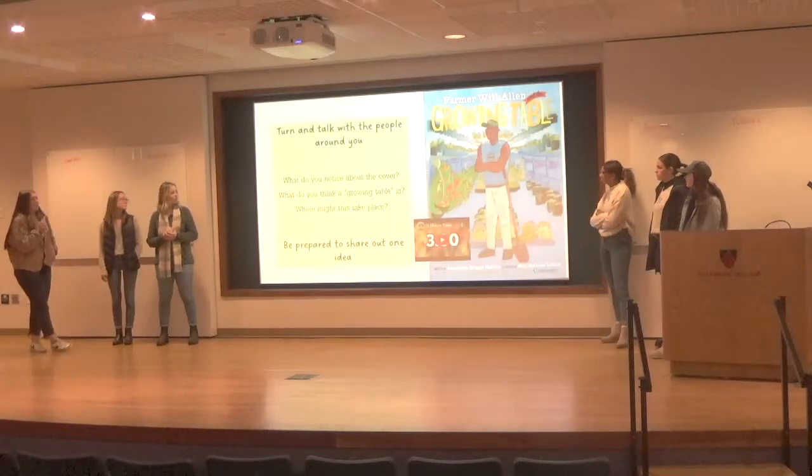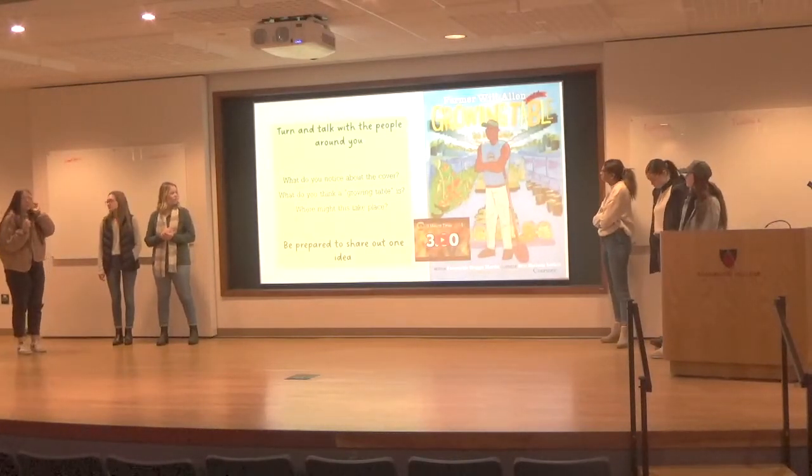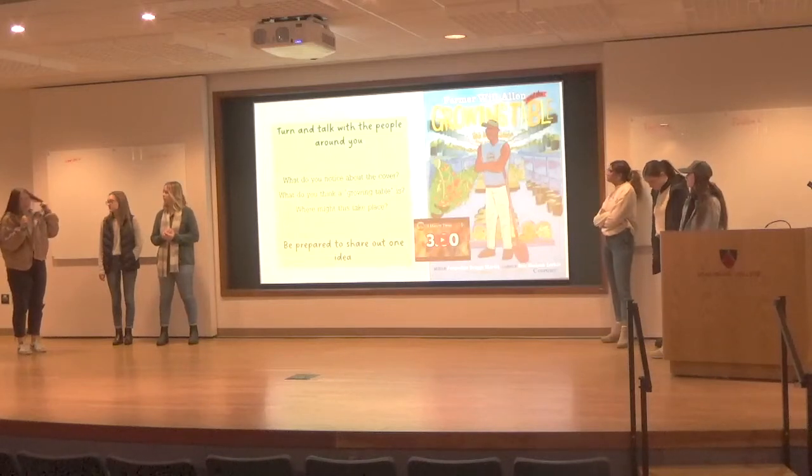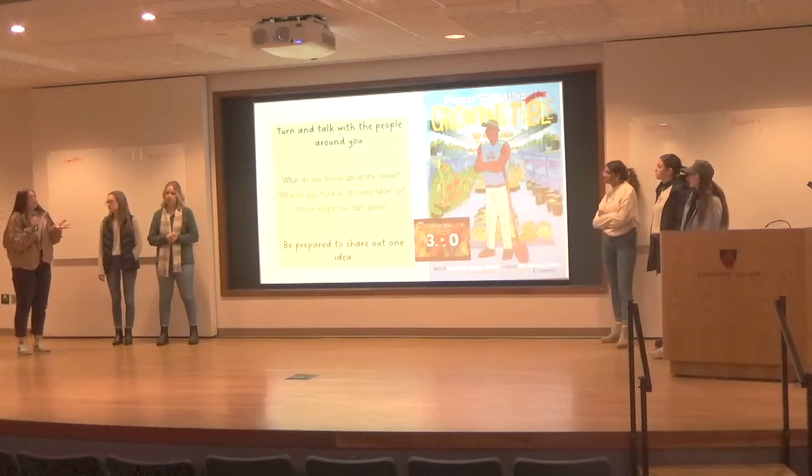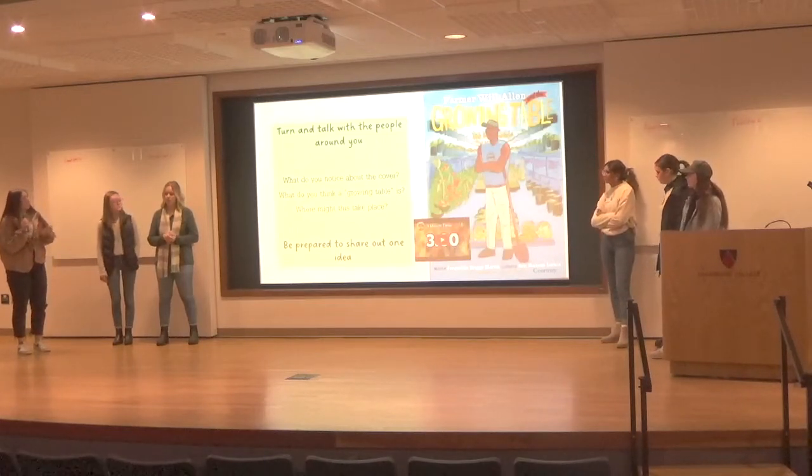And then we're going to read this book called Farmer Will Allen and the Growing Table. Will Allen used to be in the NBA, and now he lives in Milwaukee and has an urban farm. So this book is super close to home. Students can read about something that's happening in the state.